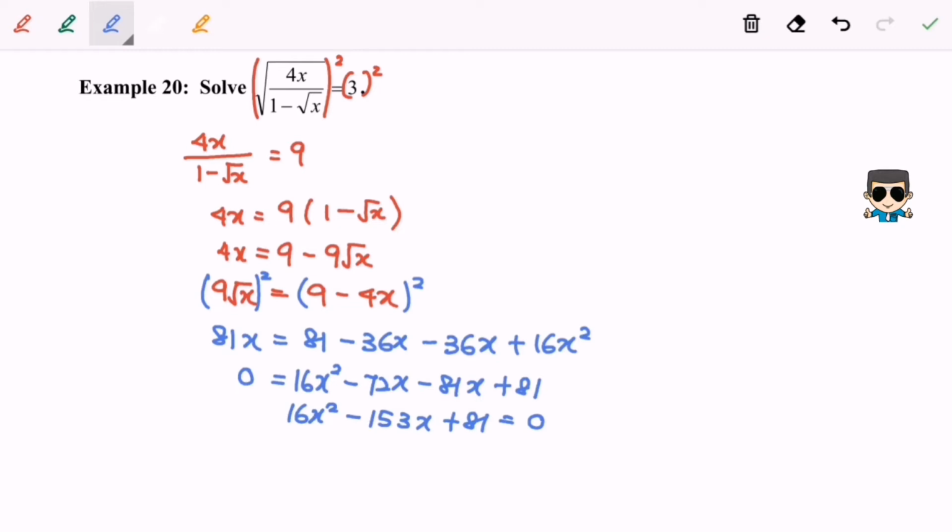Next step, we are going to factorize the equation. So we will have 16x minus 9 bracket x minus 9, which is equal to 0. So finally, x will be equal to 9 over 16, x is equal to 9. Next step, we are going to check the validity, meaning that we substitute the value of x into the original equation.